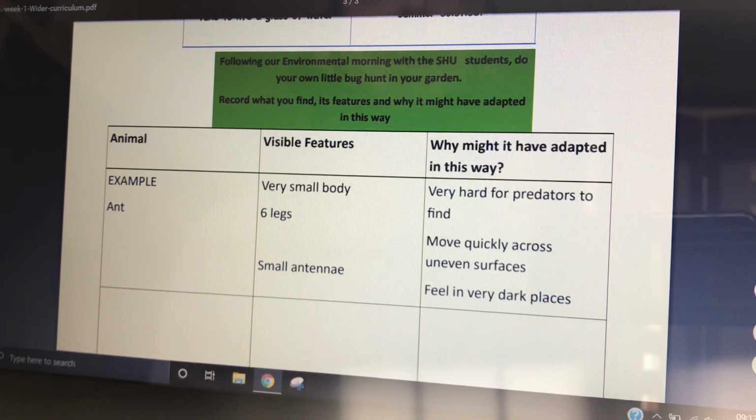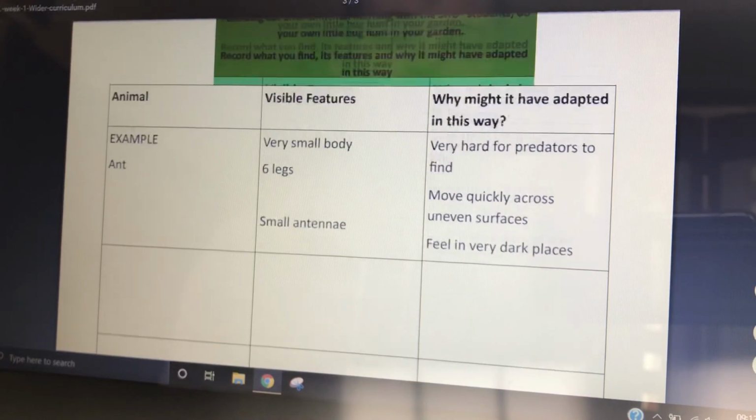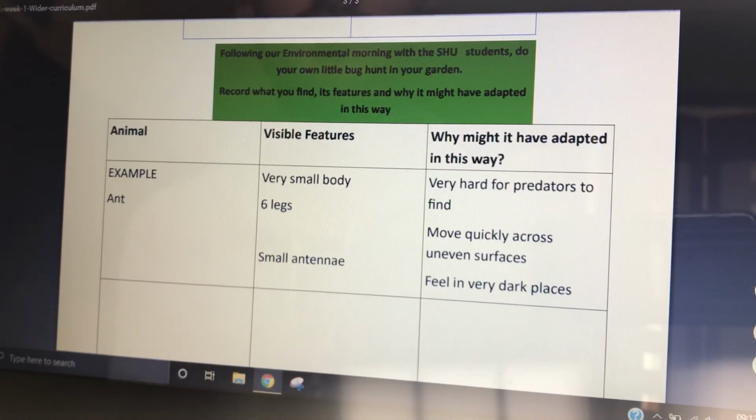Okay, it's a bit cloudy at the moment, it should brighten up later. But I've only left a box for a couple of things. So enjoy your bug hunt. Think about what the features of the animal are, and then why have they adapted in that way.